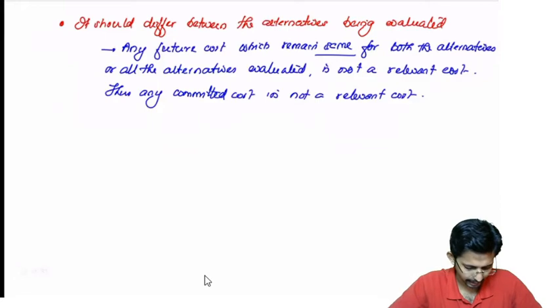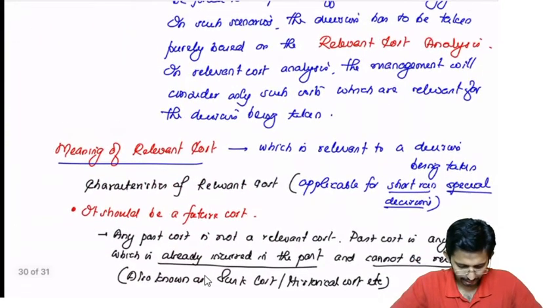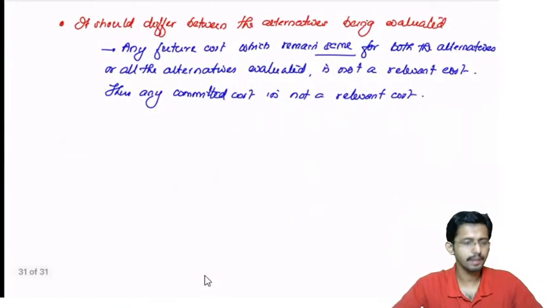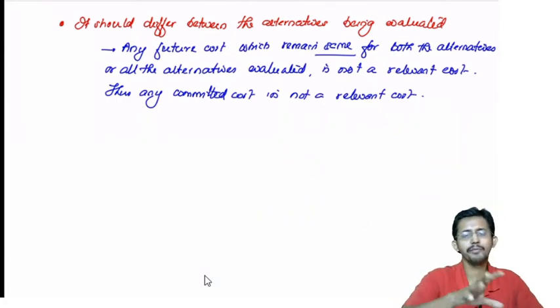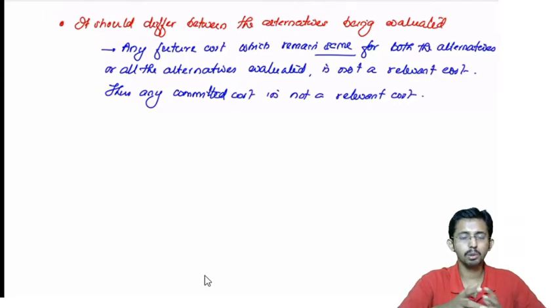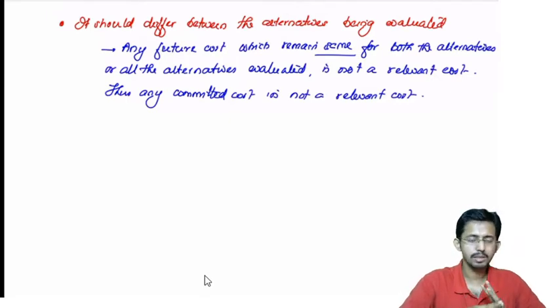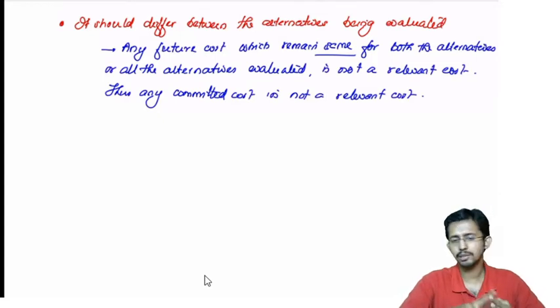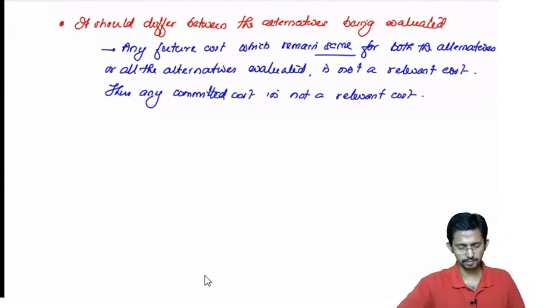So, we have seen the characteristics of relevant cost. Okay. Now, the relevant cost analysis can be done for each and every type of cost components. Like there is a relevant cost analysis for material, then relevant cost analysis for labor, then overheads, fixed overheads, etc. etc. Okay.